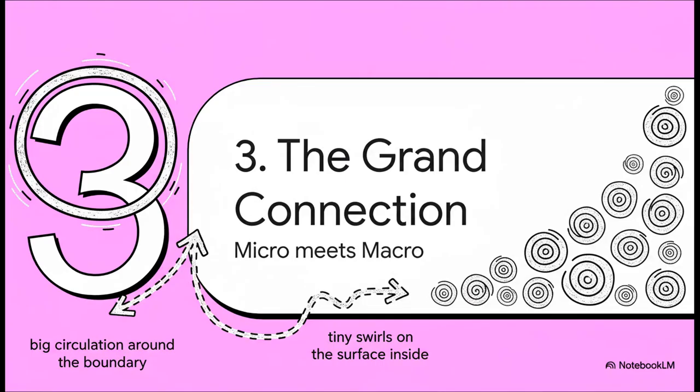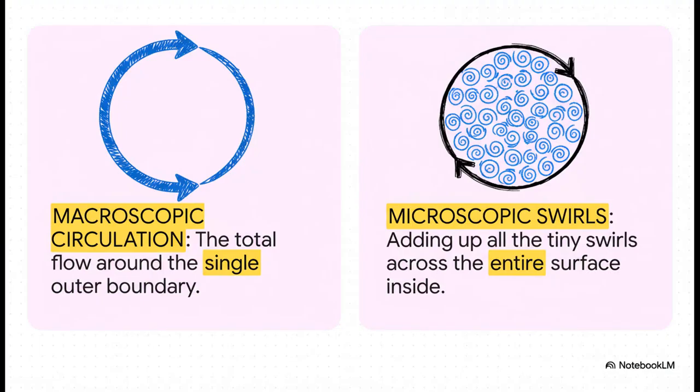So let's recap. We've got two totally different ideas on the table. We have the big circulation happening all the way around the outside boundary, and we have the tiny little swirls happening at every point on the surface inside. I think you can see where this is going. Let's put them right next to each other. Okay, look at this. On the left, you've got the line integral. That's our measure of the total flow around one single outer boundary. Then on the right, you have the surface integral, which is just our fancy way of saying, let's add up the curl, that microscopic swirl, over every last point on the surface.